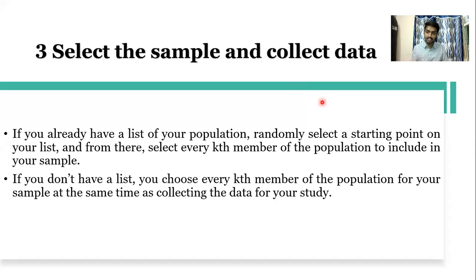As 366 is my sample size, I need 366 respondents out of 7,500. So out of 7,500, I'm going to choose every 20th individual until I reach 366 respondents. So that's how I select my sample.